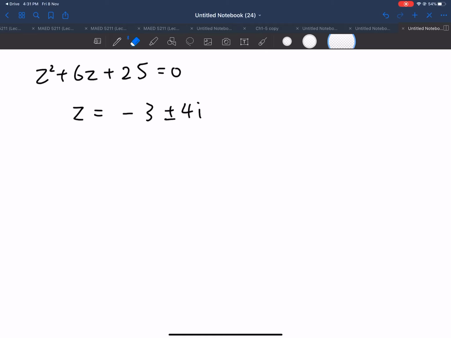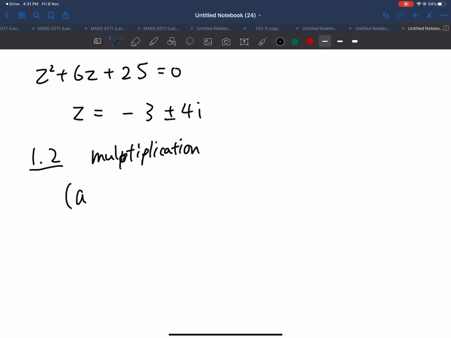So let's go to 1.2. 1.2 is multiplying complex numbers. Multiplication. Isn't that what we did right now? So we're going to finish chapter 1 today.